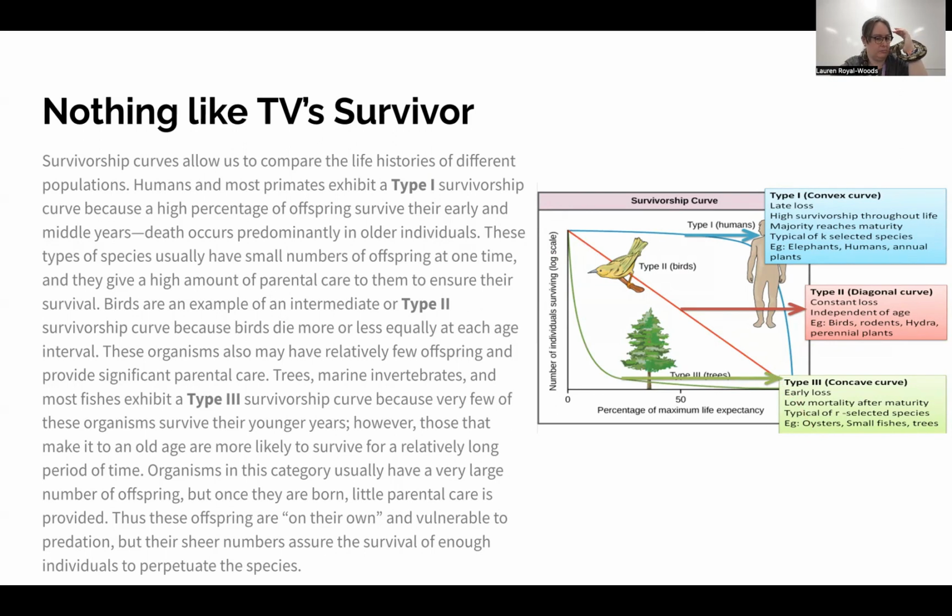Anyway, type 3 survivorship is basically where they make a ton of babies, and there's not really any prenatal care. They're just like, you've been born, good luck with that. Kind of like sharks. Sharks do that. Sharks usually just give birth and are just like, bye.